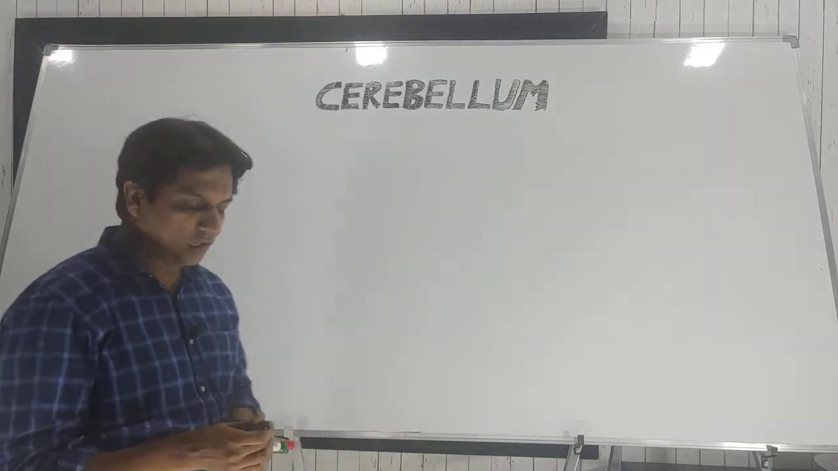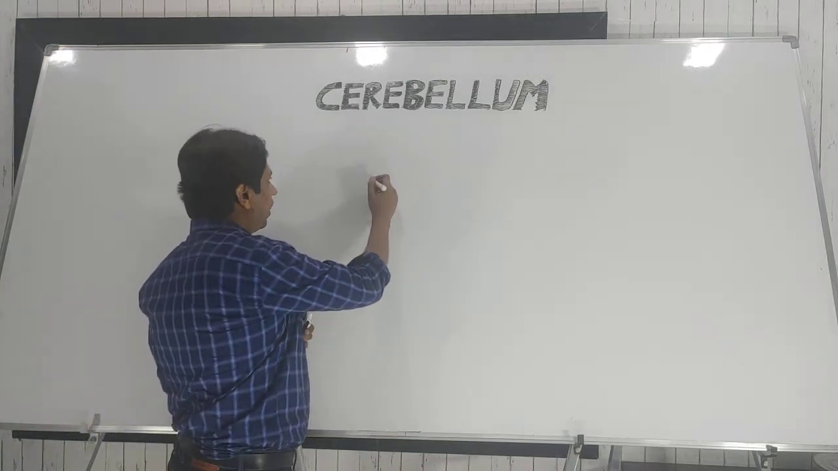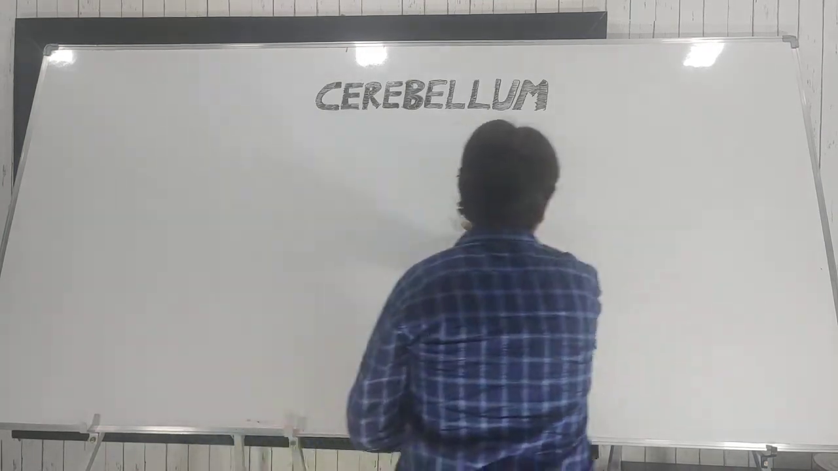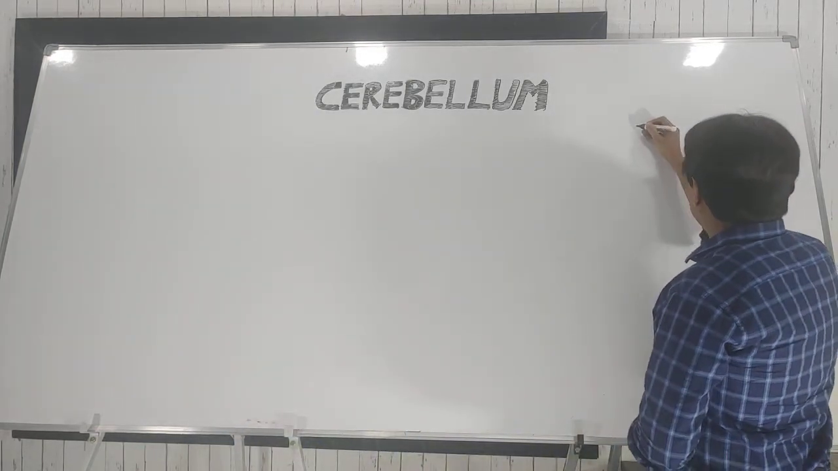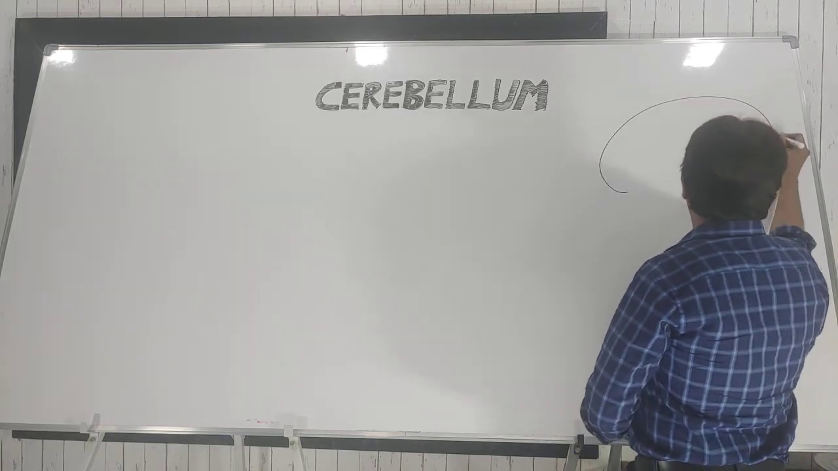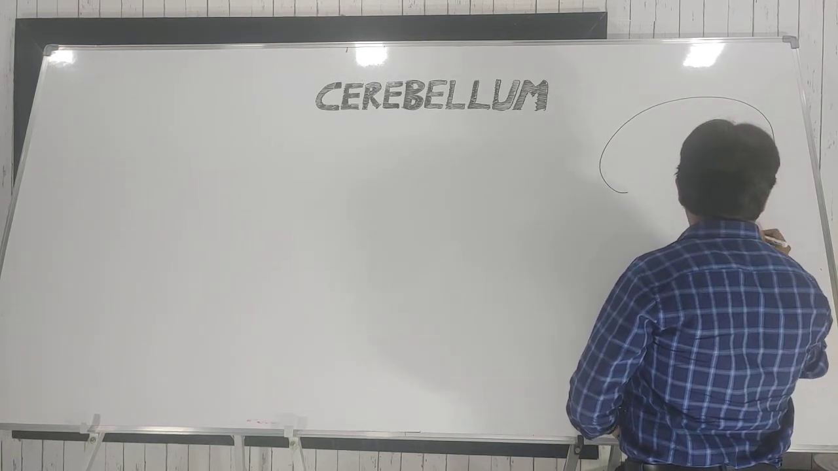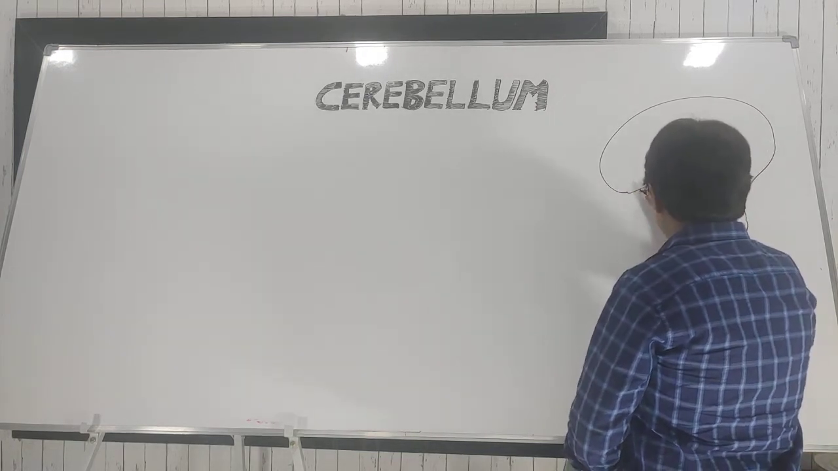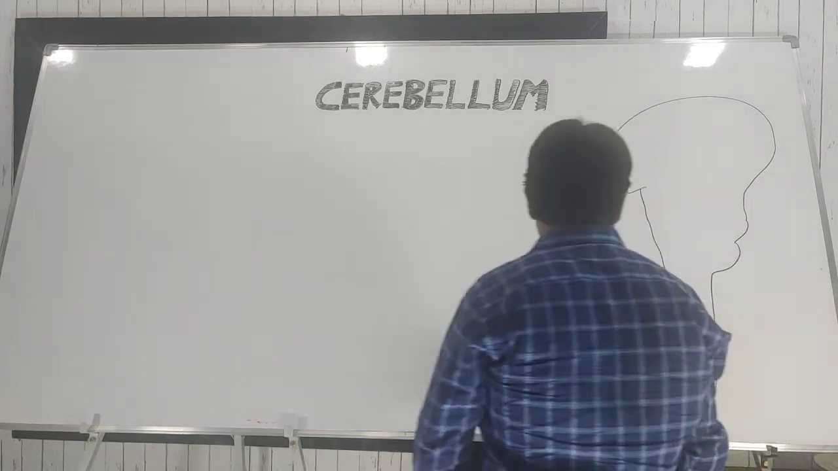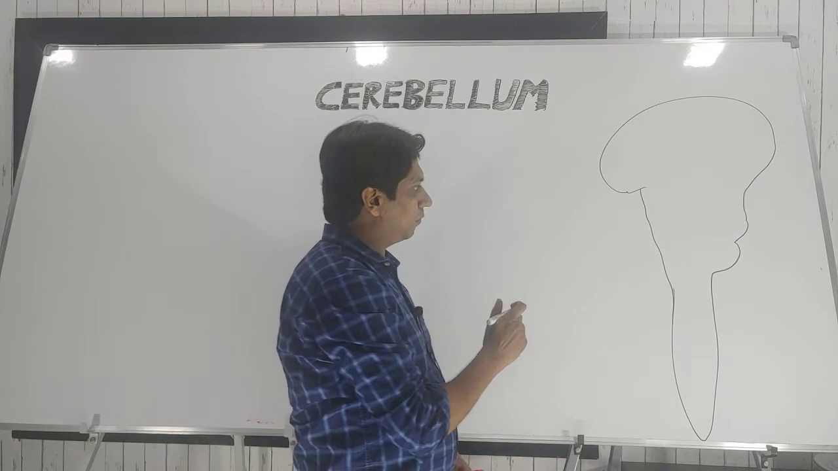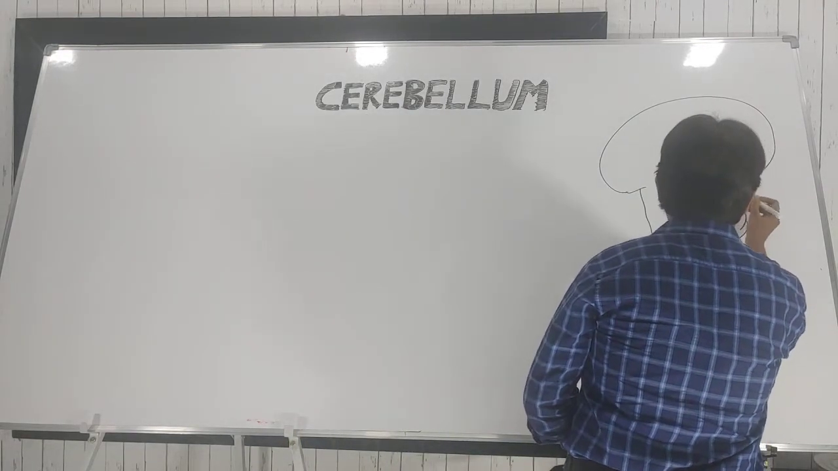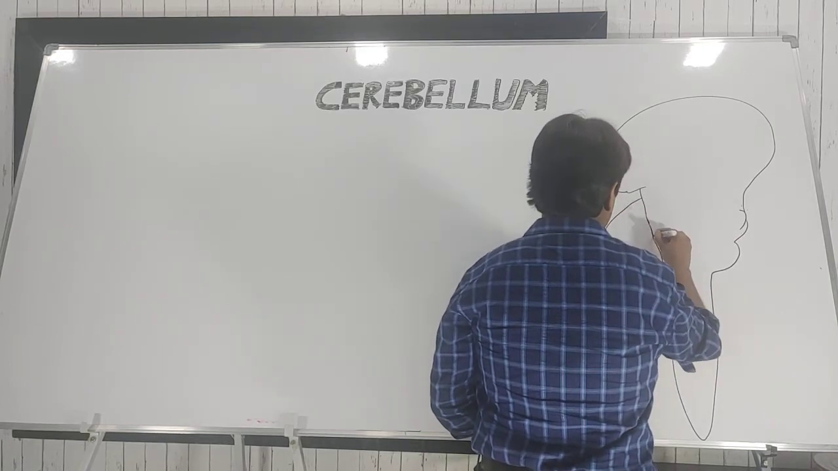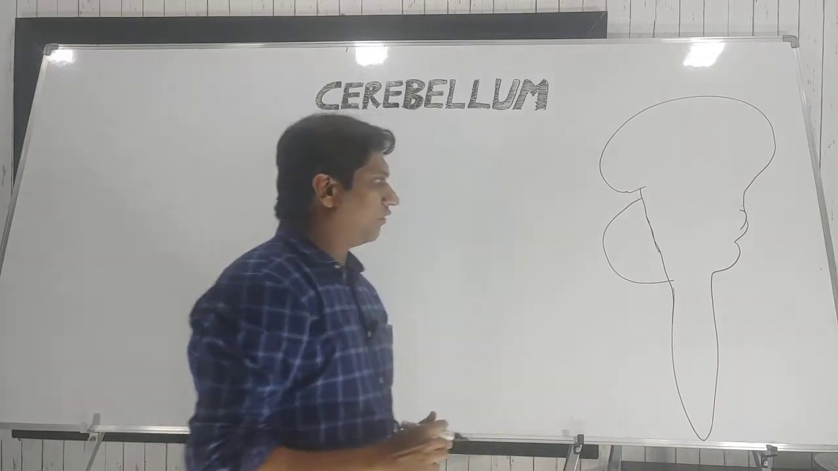Okay, so let me draw the line diagram once again here, so that I can discuss the internal circuits. Consider this as the lateral section: cerebrum, brainstem, then spinal cord. As we already discussed in the last class, the cerebellum is present on the posterior aspect of the brainstem, just posterior to the pons and medulla here. And we already discussed the classification of the cerebellum.